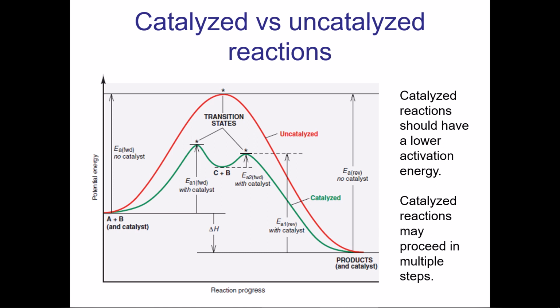Now, the uncatalyzed reaction is always possible. So we're not permanently altering the reaction process. We can always do it the slow way. The catalyst just provides an alternative pathway that is faster.